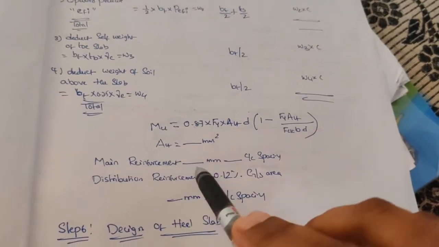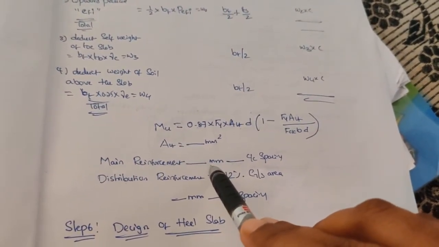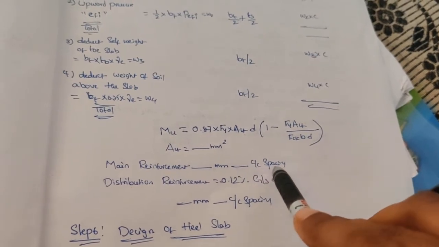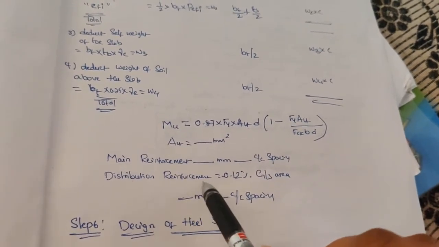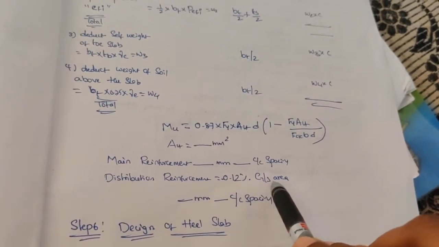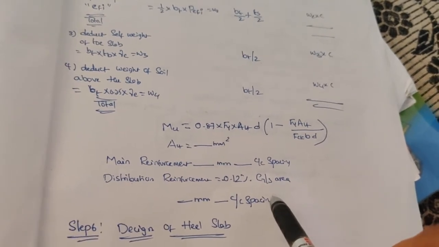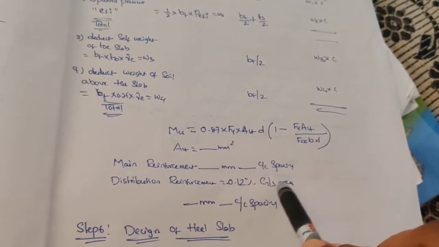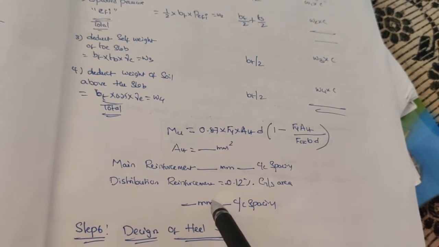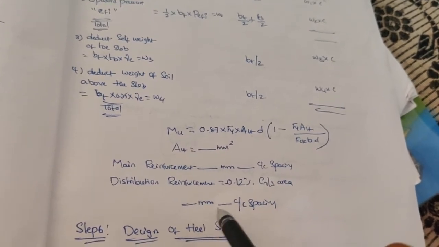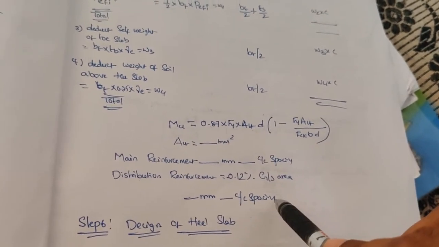From this one, for the main reinforcement, adopt any minimum diameter and provide the spacing. And the normal distribution reinforcement formula is 0.12% into the cross-sectional area. After finding this distribution reinforcement, provide it with the minimum diameter adopted and minimum spacing, center to center, in the section.